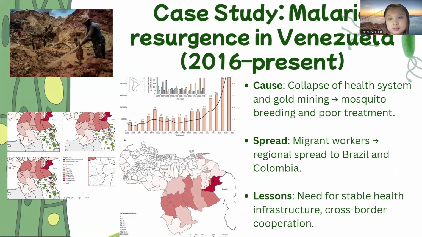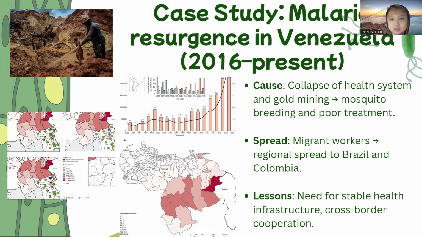Okay, now let's examine the recent resurgence of malaria in Venezuela, a crisis shaped by both environmental and systemic factors. The collapse of Venezuela's public health infrastructure has left large gaps in healthcare and prevention efforts. Compounding the problem, illegal gold mining operations have created ideal mosquito breeding grounds while limiting access to proper diagnosis and treatment. These conditions intensified local transmission and laid the foundations for a broader epidemic.